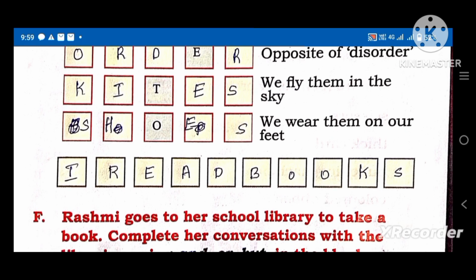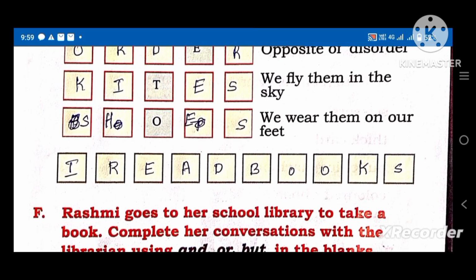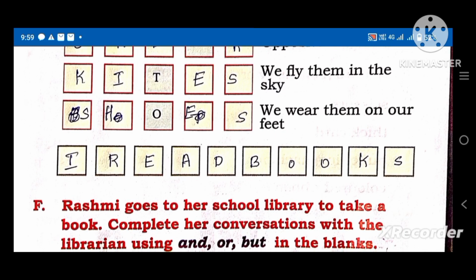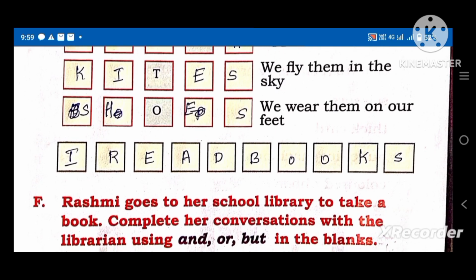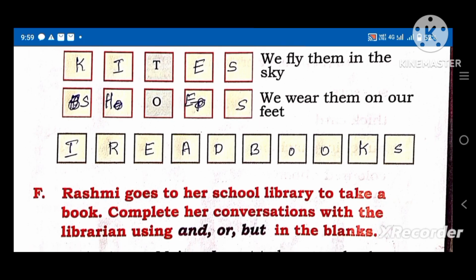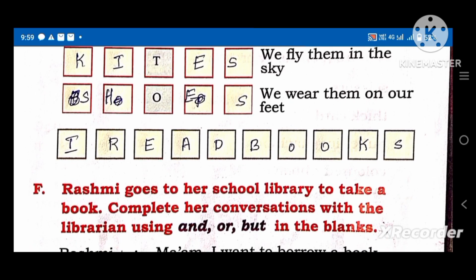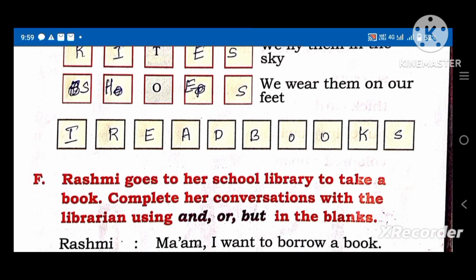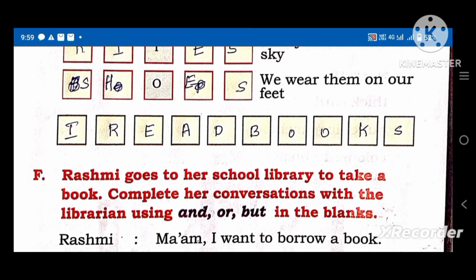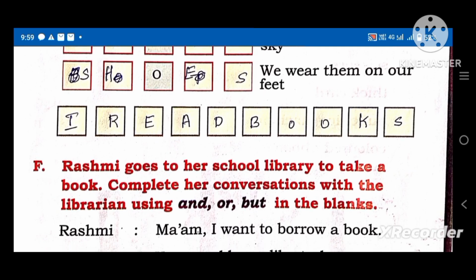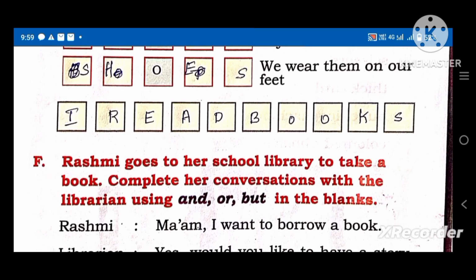Question F. Rashmi goes to her school library to take a book. Complete her conversation with the librarian using 'and' or 'but' in the blanks. Rashmi: Ma'am, I want to borrow a book.